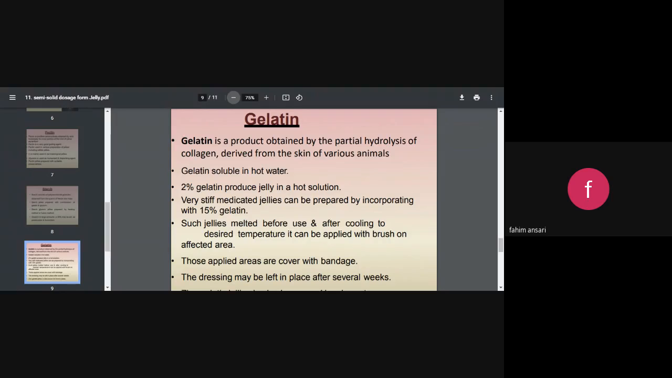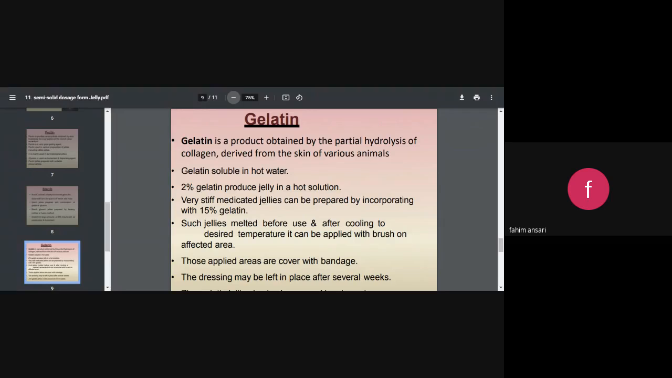Gelatin is soluble in hot water. It is also soluble in cold water, but in very small quantity. If used in hot water, it is very soluble. Mainly 2% gelatin jelly is used in the hot solution, and the amount of gelling agent gelatin used can be up to 15%.